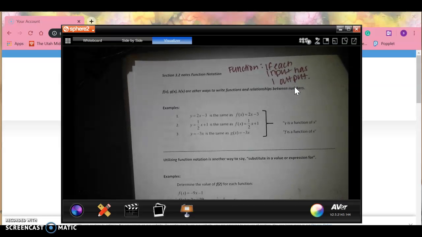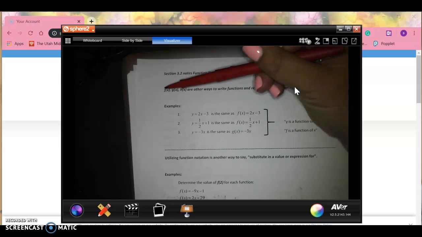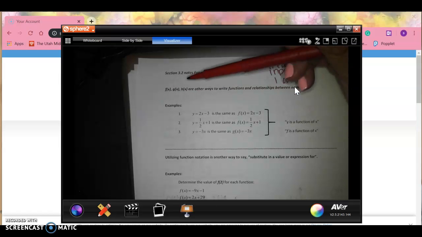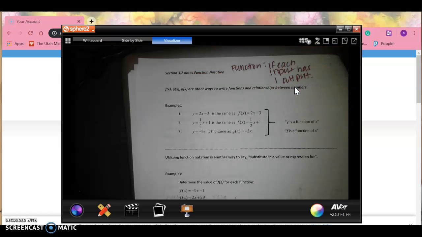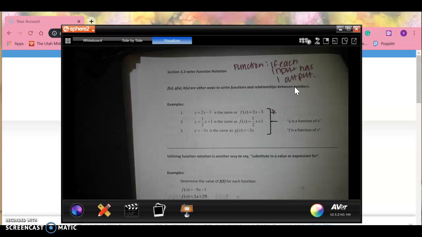And this stuff I think you guys are really going to catch on to pretty well. So just hear me out on this. This is read as f of x, g of x, which you should have already learned about last year, h of x. These are all other ways to write functions and relationships between numbers. Some examples. You guys are used to this one. We just talked about it in chapter 2. We have y is equal to 2x minus 3.